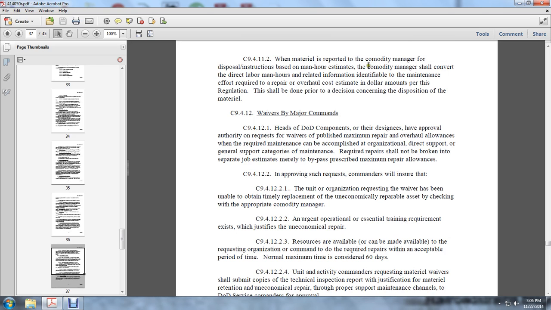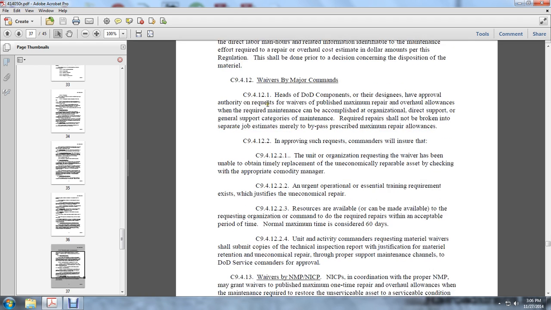When the material is reported to the commodity manager for disposal instructions based on the man hours, the commodity manager shall convert the direct labor man hours related to information identifiable to the maintenance required to the overall cost and estimates in the dollar amounts of this regulation. There shall be no decision concerning the disposition of the materials without waivers by the commands.